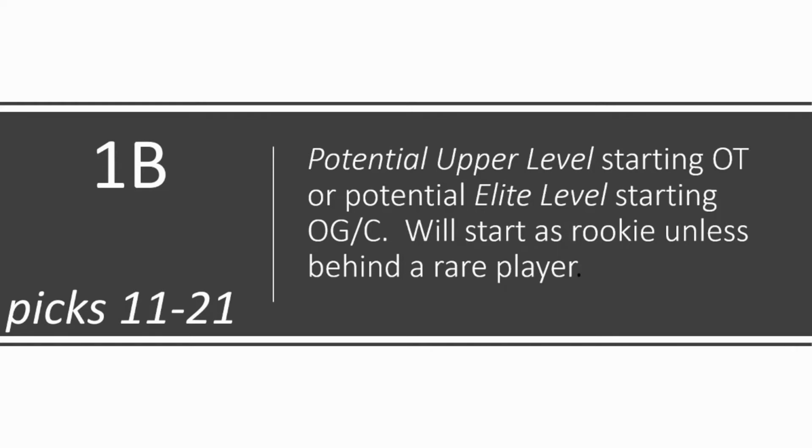So a 1B has to be a potential, not the first day, but a potential in his first contract, upper level starting offensive tackle, or an elite level starting guard or center. Meaning this guy has to take him in the middle of the first round, and if he's a guard or center, you're saying this guy's going to be a Pro Bowler. This player will start as a rookie unless he's behind a really rare player.